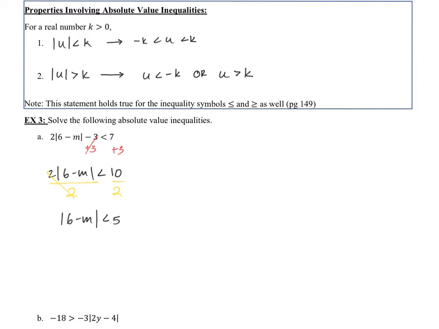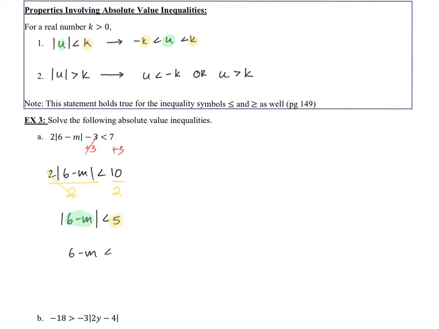Okay. So translating. Well, here, u is whatever is inside my absolute value. So for this problem, u is 6 minus m. So we're going to rewrite this. It says we take our u value, put it in the middle, so 6 minus m, and then we take our k value, which in our case, k is 5. Let me just go ahead and color code this.